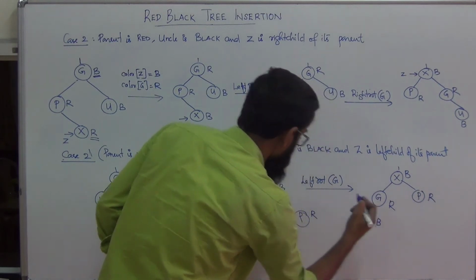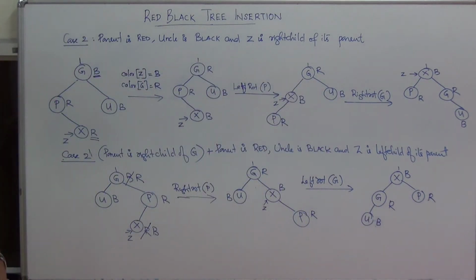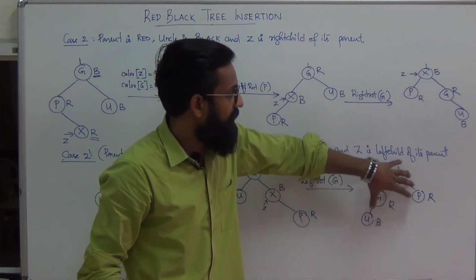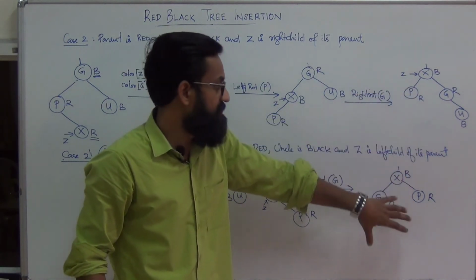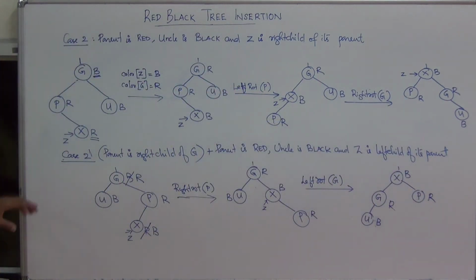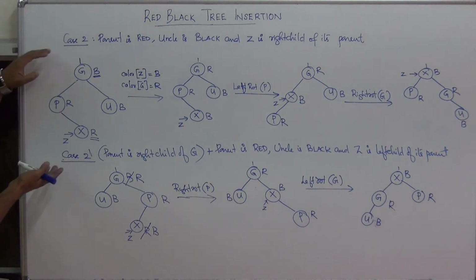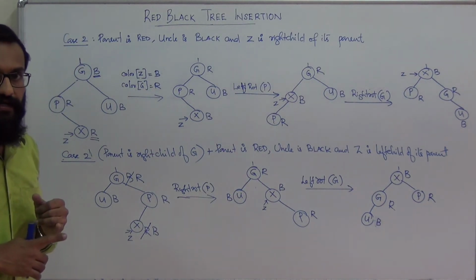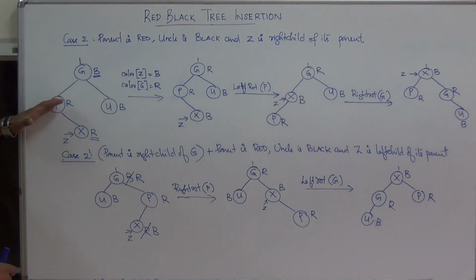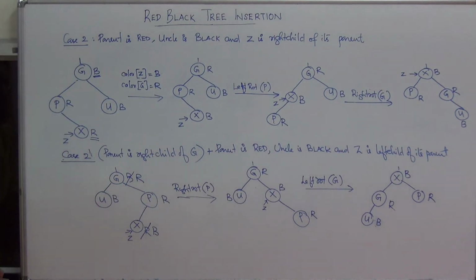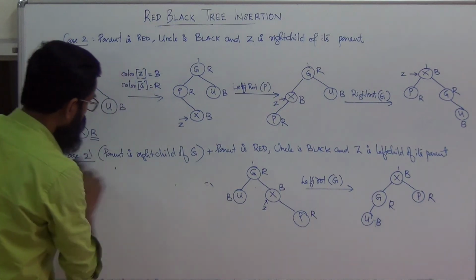So if we compare these two subtrees, both are symmetric to each other. This is the mirror image of this one. So this is case 2 dash, which is the symmetric case of case 2, and you can differentiate these two based on the orientation of parent with respect to grandparent. In this case, parent is the left child of grandparent. In this case, parent is the right child of grandparent. Okay. Now you can move on to case 3.